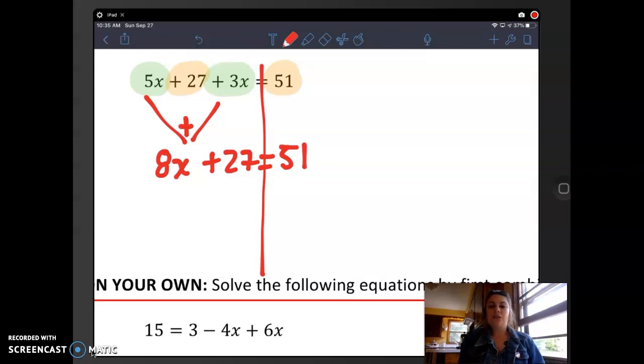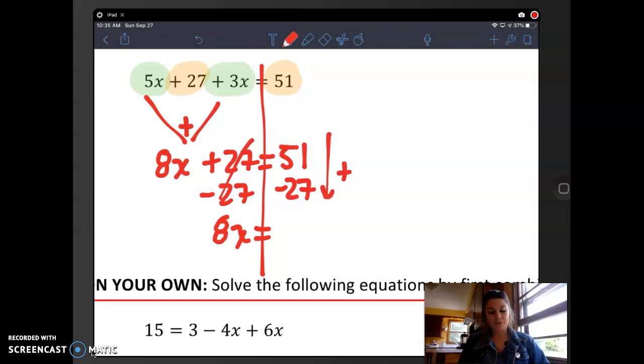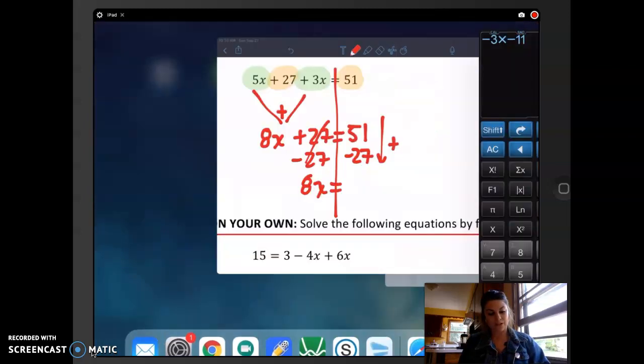And now it's just a 2-step equation, right? So minus 27 from both sides. That makes this become 0. So then we have 8 x's all alone. Always add top to bottom. So on your calculator, you're going to do 51 plus negative 27. Let's take a look at what that looks like.